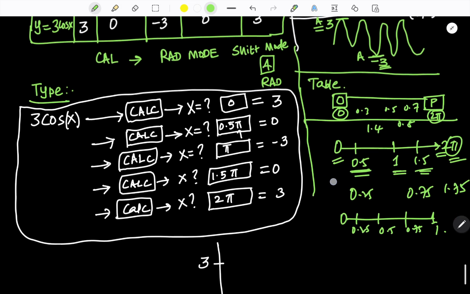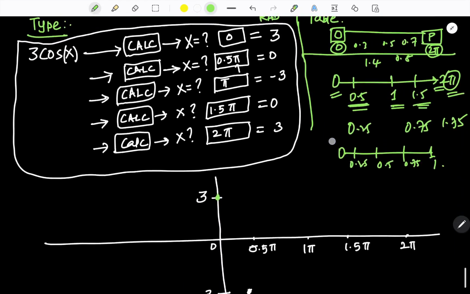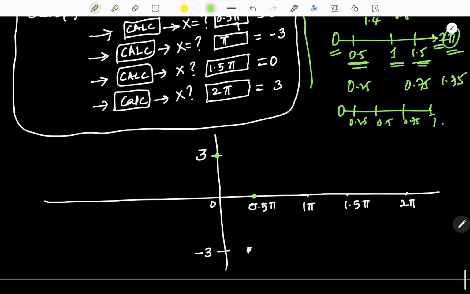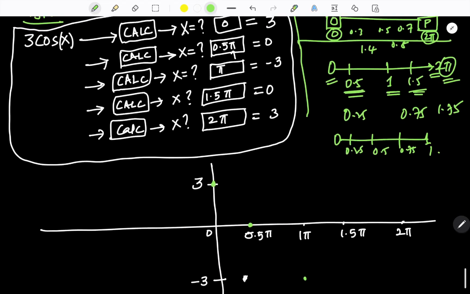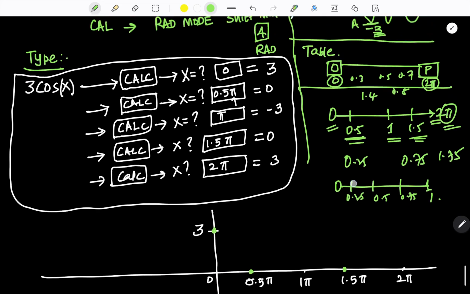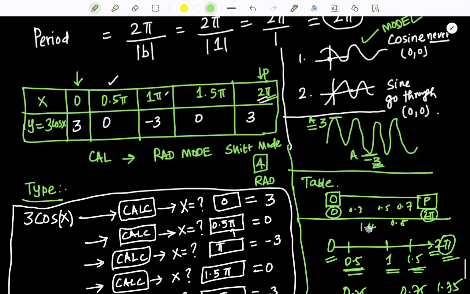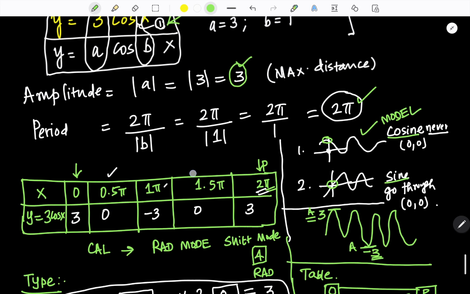For 0, I got the value 3. Okay, this point. And for 0.5 pi, I got 0, right? Then next is 1 pi, I got -3, right here. Next 1.5 pi, I got 0, this point. Next 2 pi, I got the answer 3. Okay, this one, right? So look here, I already told you the cosine curve never passes through the origin. Can you see that? This is sine and this is cosine.